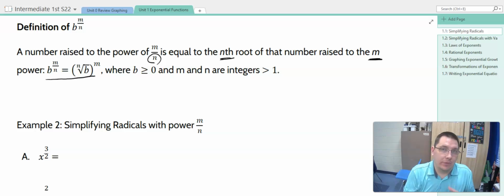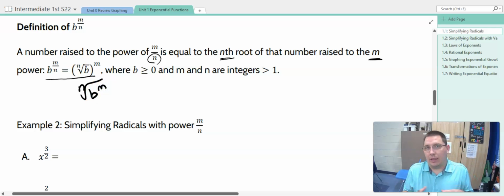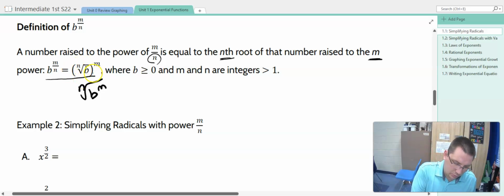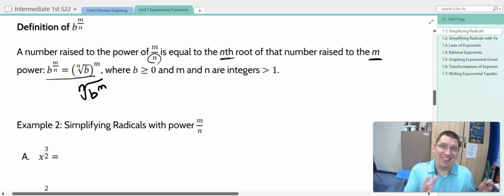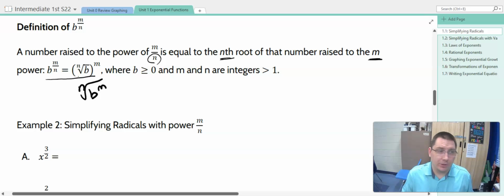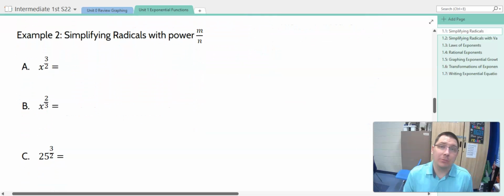power. Now, can we put the power inside? Can we have the nth root of b to the m? Yes. That is also part of the property, but a lot of times it is simpler to take the root first and then take it to the power of m. And again, we have the same stipulations as before. b is greater than or equal to 0. M and n both have to be integers greater than 1 for this property. And so let's look at a couple of examples here simplifying these.